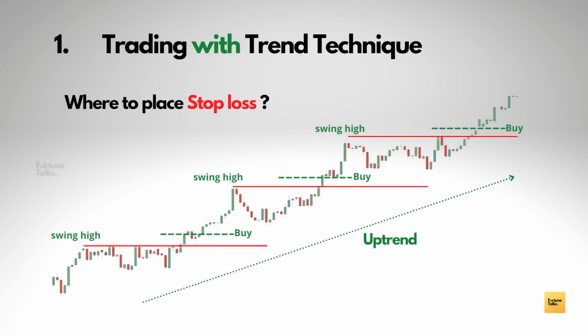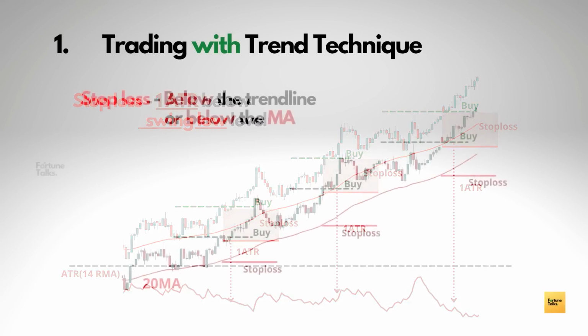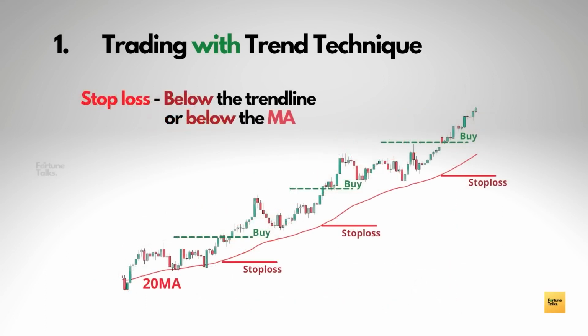As a guideline, your stop loss should be at a level where, if reached, it will invalidate your trading setup, which simply means keep your stop loss at a level which you think will invalidate the breakout trade that you have taken. So in this case, set your stop loss 1 ATR below the swing low. If you don't know what the ATR indicator is, watch this video on the ATR indicator, or else you can simply place the stop loss below the trend line or even below the 20 moving average for that sake.